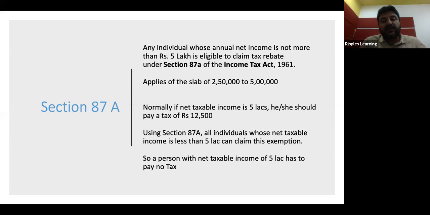So what is 5% of the slab? 5% of 2,50,000 to 5 lakh. So basically it is how much do you earn in this slab? You earn 2,50,000 in this slab, isn't it? 5 lakh minus 2,50,000. So 2,50,000 is what you earn in this slab. 5% of that amount is what you would be paying as tax, which is 12,500 rupees. So your net saving under 87A is 12,500 rupees, and this is only applicable to you if your net taxable income is less than 5 lakhs. Is that clear?